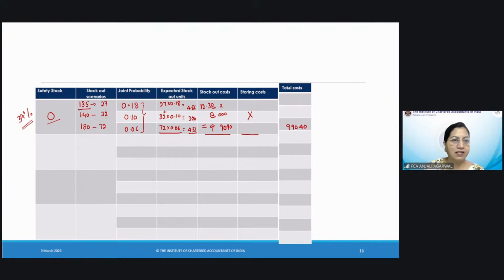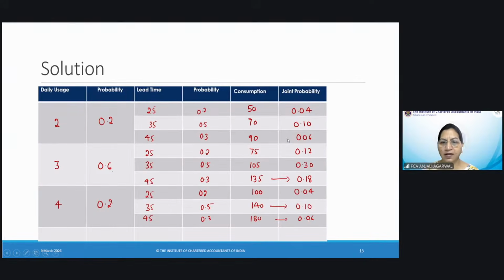So let's prepare ourselves for this scenario. Let us not get stocked out in this scenario. Therefore, we keep a safety stock of 27 units. So you have ROL as 135, which means you are keeping a safety stock of 27 plus average consumption into average time. So 27 plus 108, your reorder level is 135. So if you have your reorder level as 135 and you keep a safety stock of 27, then your stock out scenarios are only two, 140 and 180.